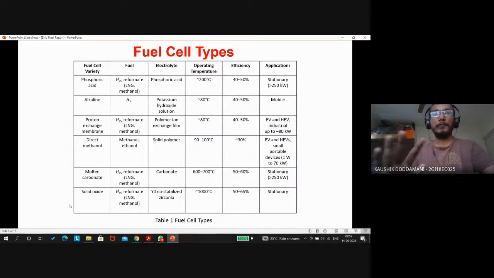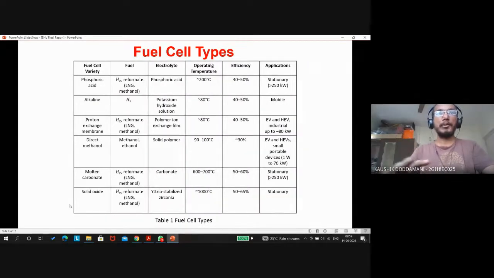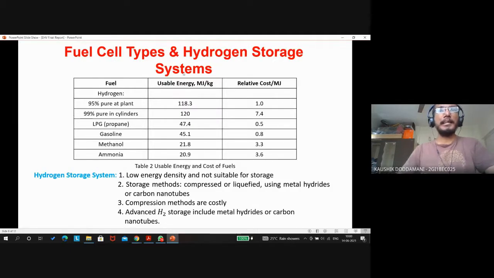So these are all the fuel cell types which we have discussed, and all of the parameters we have discussed till now are summarized in this table. This table can also be found in the textbook. All the parameters, like the fuel and electrolyte, were already discussed in our previous slides. If anyone has any queries about this table, we would be very happy to respond to those queries. So I'll just move to the next table.